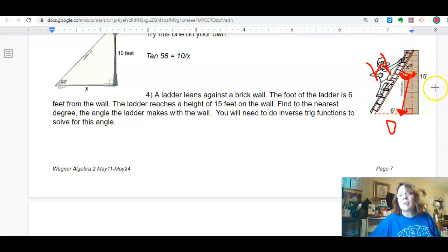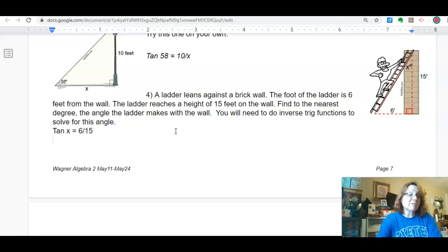So that's my hypotenuse, which means that's my adjacent. So then I would say, okay, wait a minute, that's tangent, right? So I'm going to come over here and say the tangent of some angle x, I don't know what the angle is, equals my opposite, which we said was 6, so 6 over 15. I need to do my reverse trig function, so that's going to be the inverse.